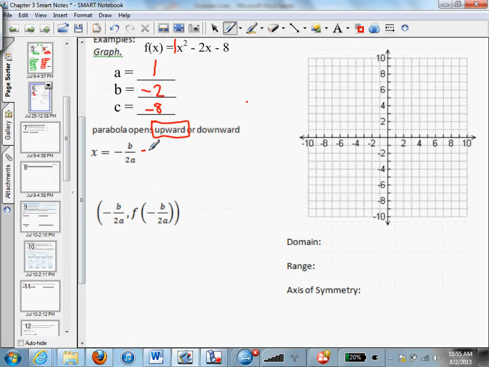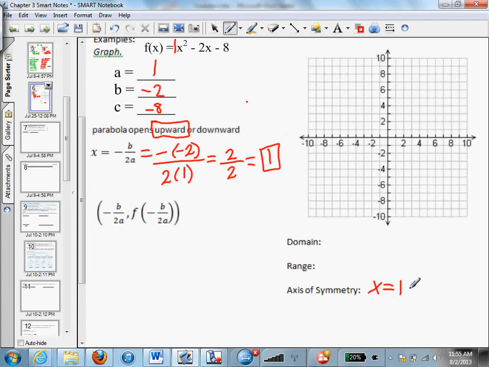Let's take negative b, which is going to be a negative 2, over 2 times a, which in this case is 1. So we're going to have negative times negative is a positive 2 on top, and then 2 times 1 is 2, so 2 over 2 is just 1, and that's the axis of symmetry.